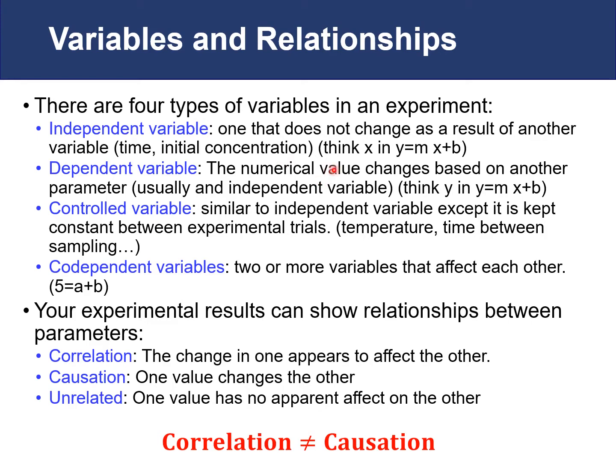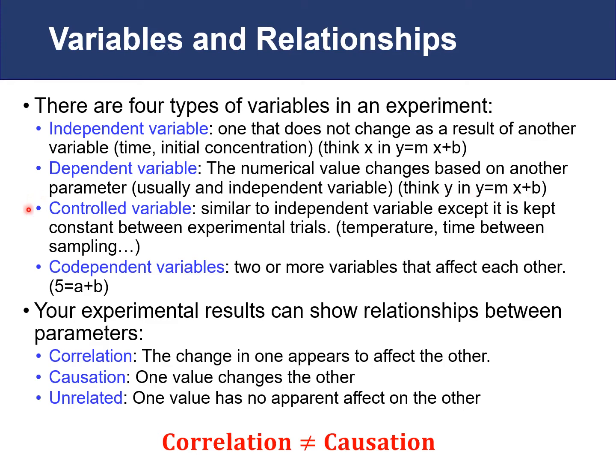In a mathematical representation, such as y equals mx plus b, this would be your x value. Right? Typically, your independent variable is your x. Y is dependent on what x does. This brings us to dependent variables. These are numerical values that change based on another parameter, and that other parameter are often independent variables. Examples of these could be something like concentration, not initial concentration, but current concentration. In terms of our earlier example of a linear equation, y equals mx plus b, the dependent variable would be your y. It is dependent on what your x value is as to what its actual numerical value is going to be.